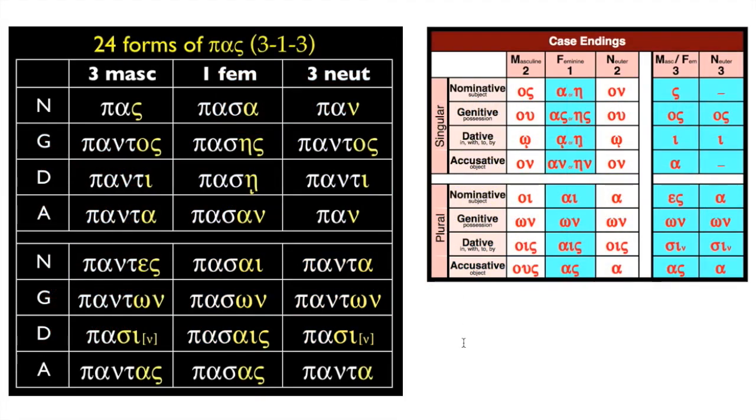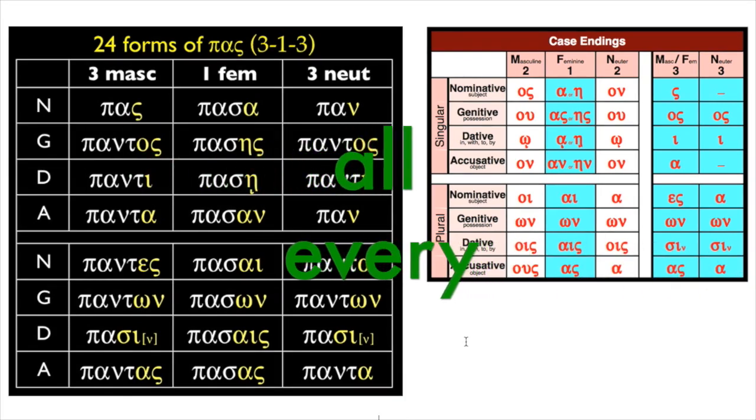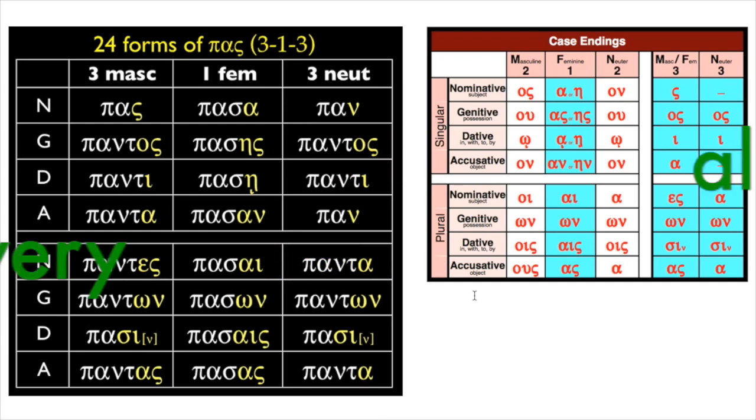Here is the full paradigm for pas. Pas is a very common word in Greek. It means all or every. We'll see it in John 1 quite a bit, so we'll look at this in context in just a minute. But the main thing is I want you to see how this adjective is changing forms to show us its case, number, and gender.